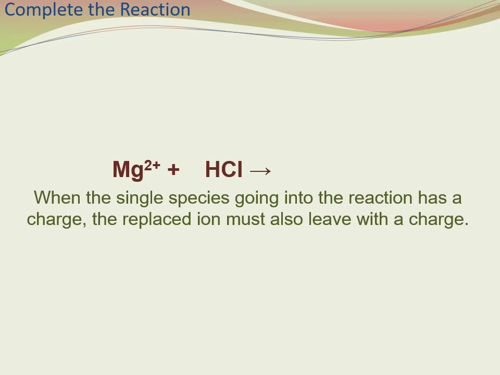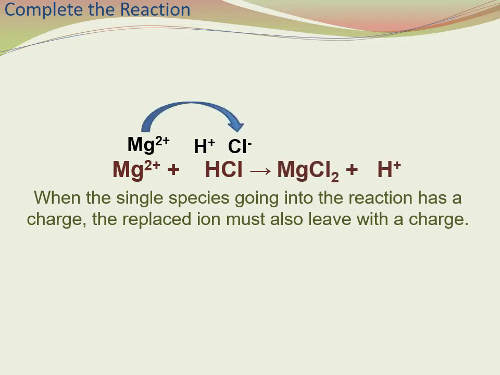Now let's say that magnesium was coming in with a charge. Well, we have Mg2+, and again H+ and Cl-. Magnesium with its positive charge will still go with the chloride, making MgCl2, but this time hydrogen is leaving with a charge. The note says when the single species, in this case magnesium with a +2 charge, going into the reaction has a charge, the replaced ion must also leave with a charge.